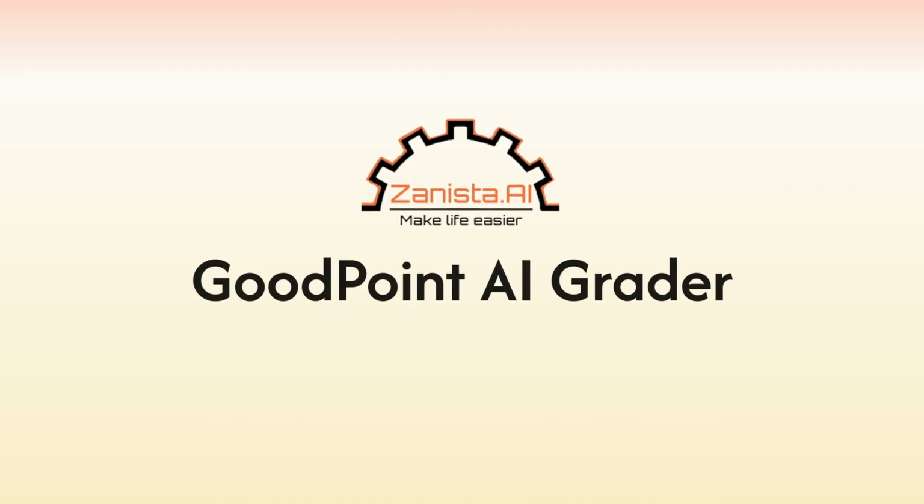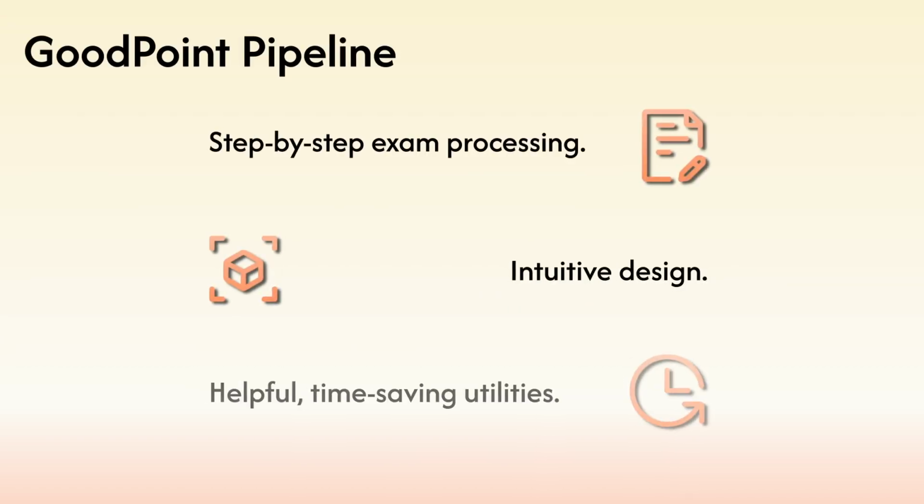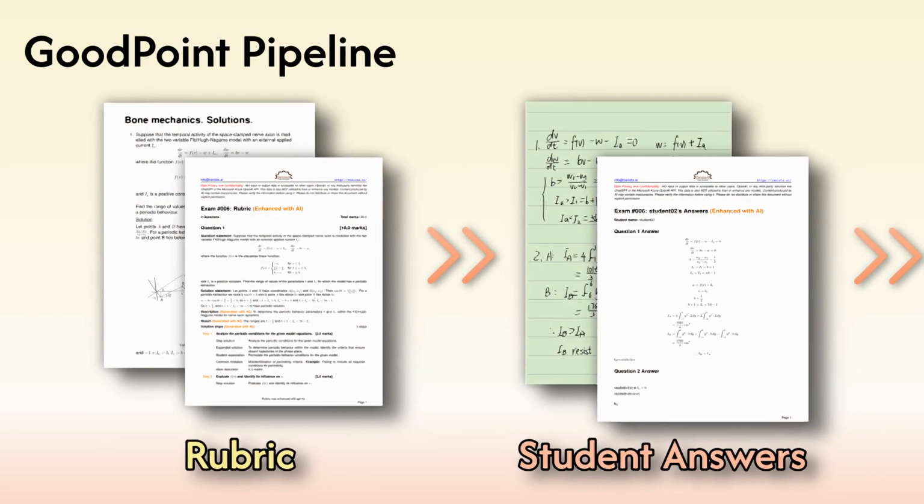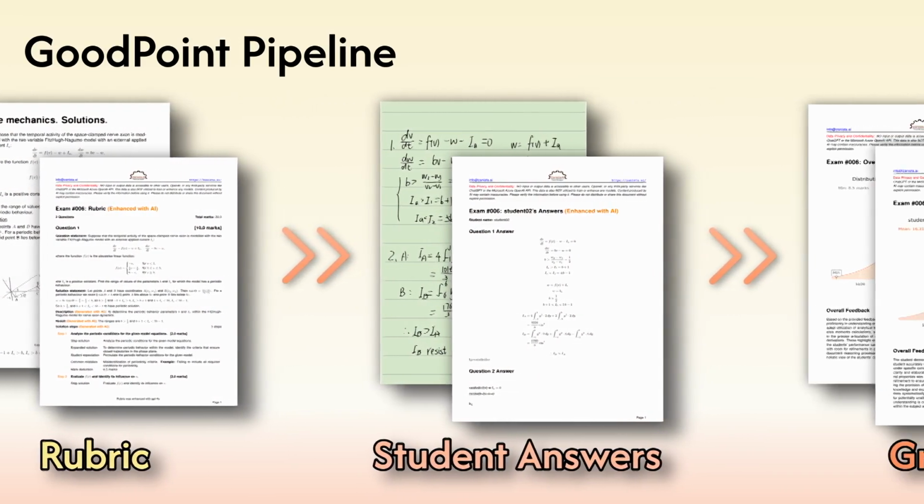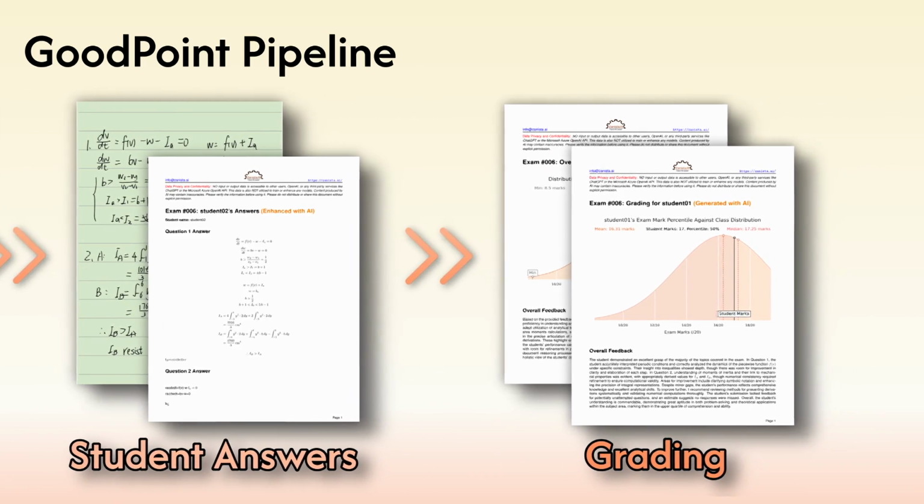Let's look at how you can use GoodPoint to automatically grade an exam for your class. GoodPoint follows a simple and intuitive pipeline to assist teachers in grading by first scanning and processing the exam rubric, then each individual student's answers, and finally reasoning about each answer to give every student a fair mark and useful feedback.